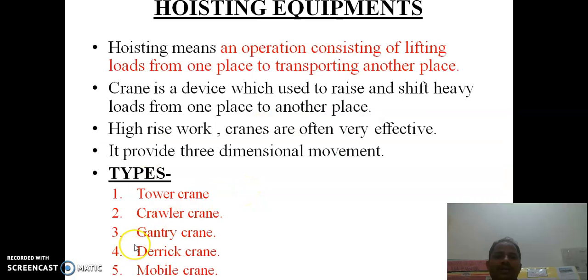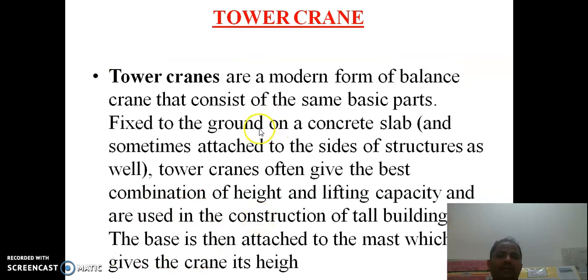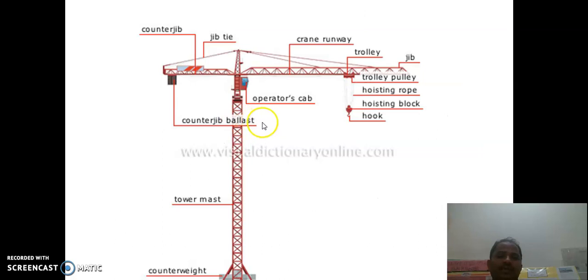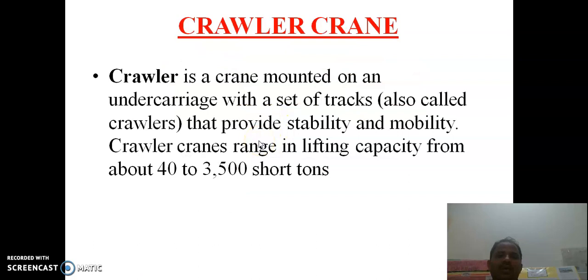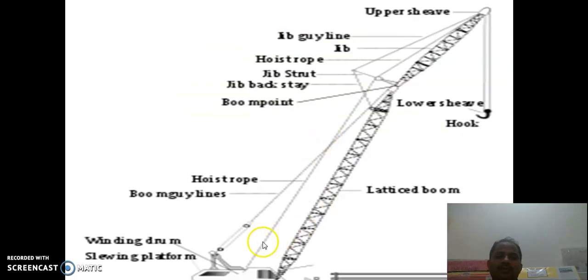Hoisting equipments: tower crane, crawler crane, gantry crane, derrick crane, mobile crane. As per the use, they are used at various places. This is a tower crane. Generally, it is used on high-rise structures, in construction of high-rise buildings. Crawler crane can be used anywhere.